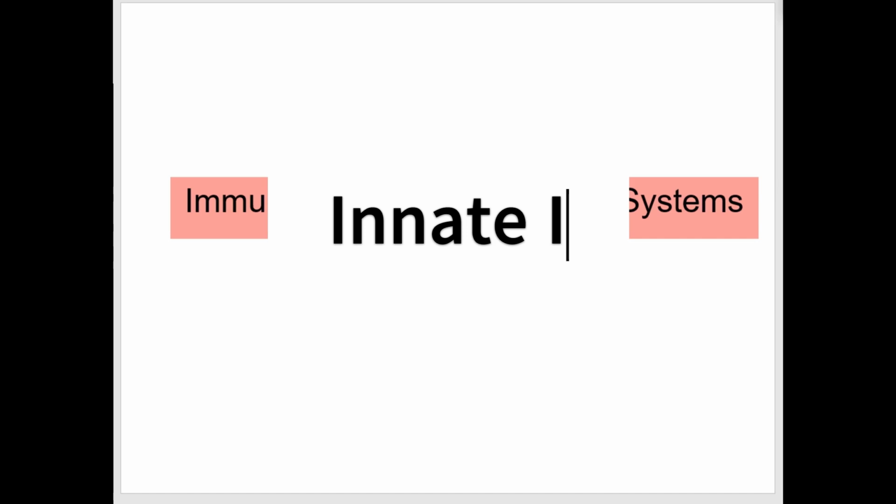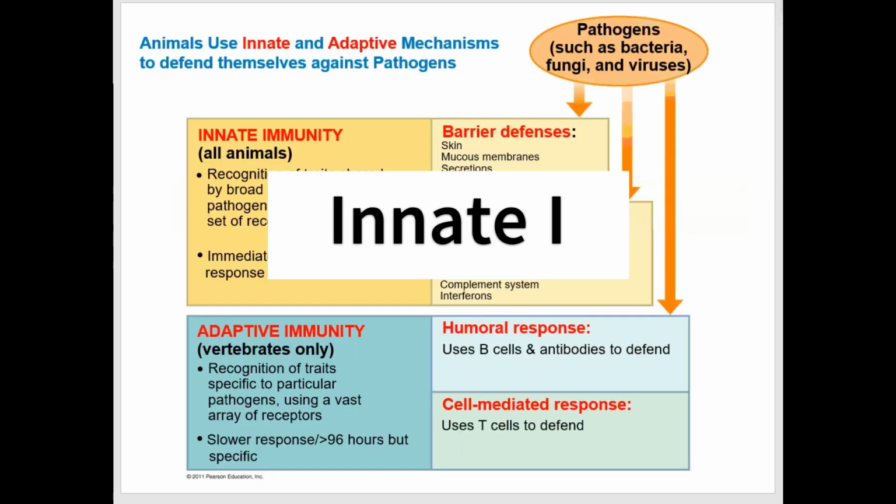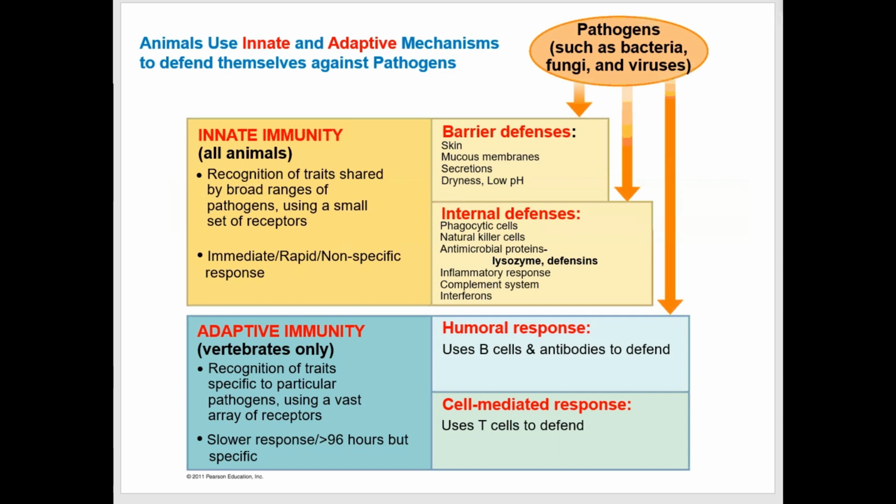Okay, so let's talk about immunity. What type of defense mechanisms are there in place to be able to resist pathogens? There are two different types, innate and adaptive immunity. Innate immunity is that very broad, very rapid response.